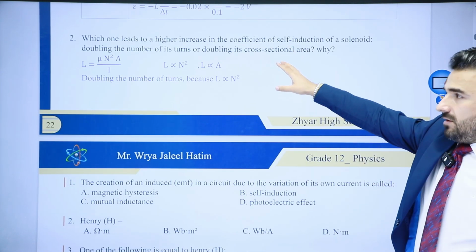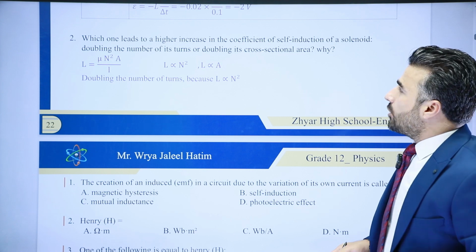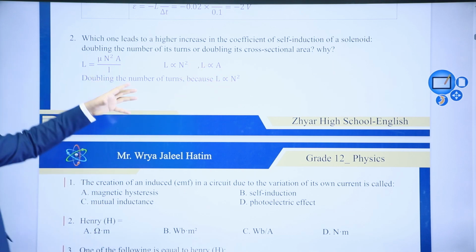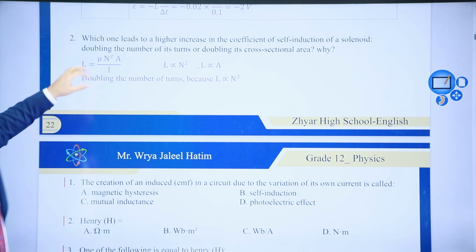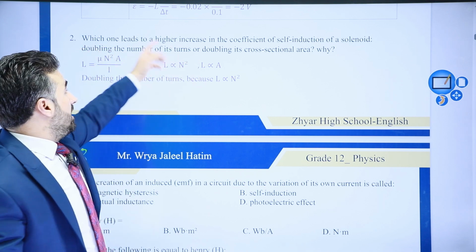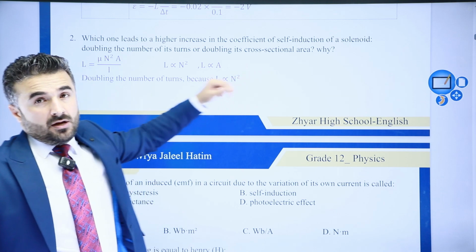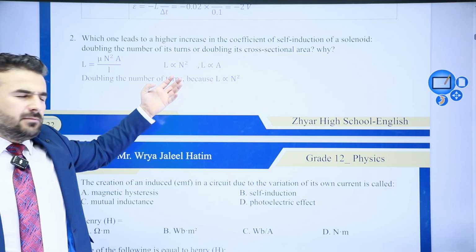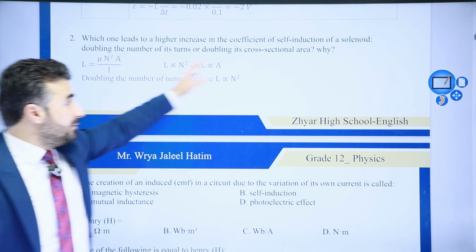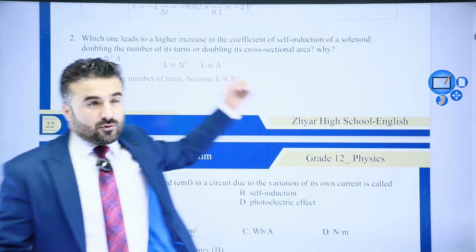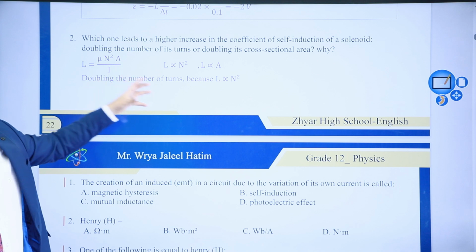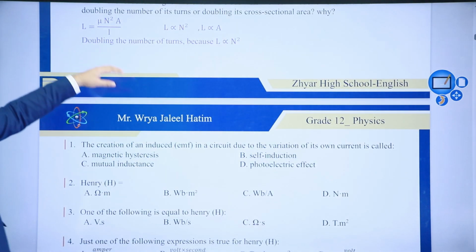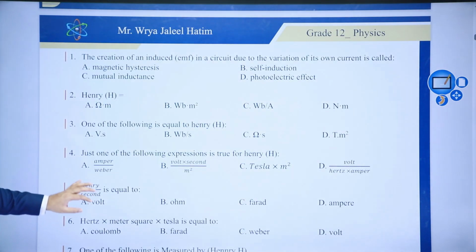Okay, now take a look here. That is also very interesting. It says, which one leads to a higher increase in the coefficient of self-induction of a solenoid? We've mentioned this one twice so far. Doubling the number of turns or doubling the cross-sectional area. Because the number of turns is squared, if you double it, the coefficient of self-inductance increases by a factor of 4. But if you double the area, it just increases by a factor of 2. So doubling the number of turns would increase the coefficient of self-induction more, because it is directly proportional to the square of the number of turns.